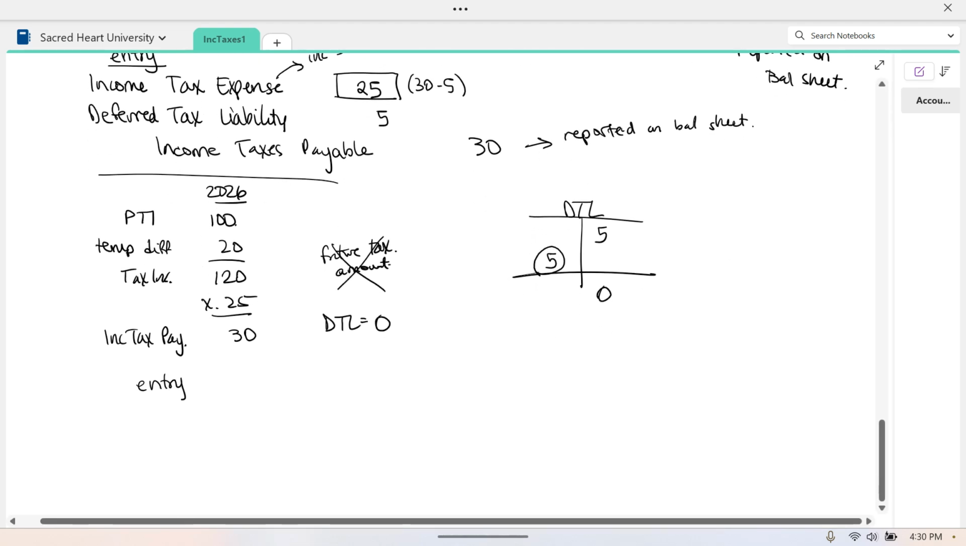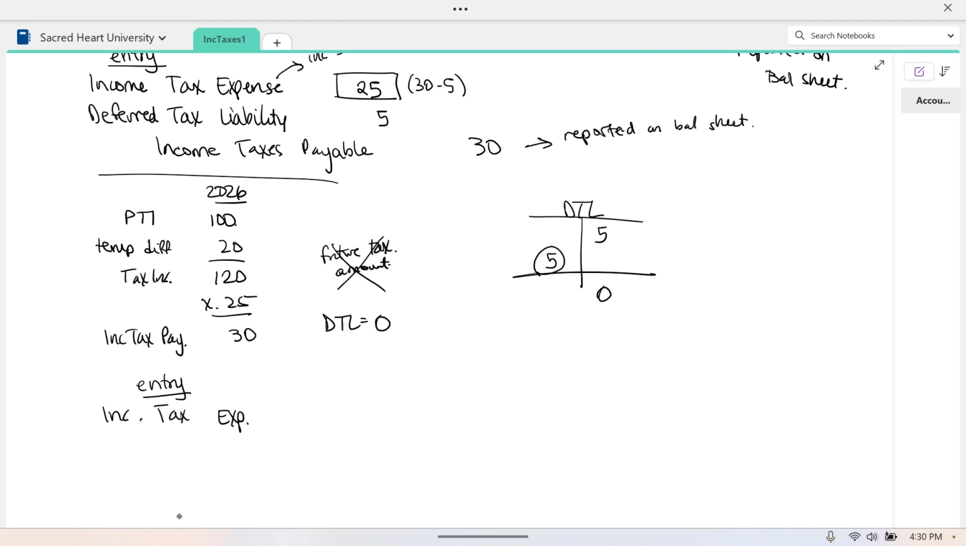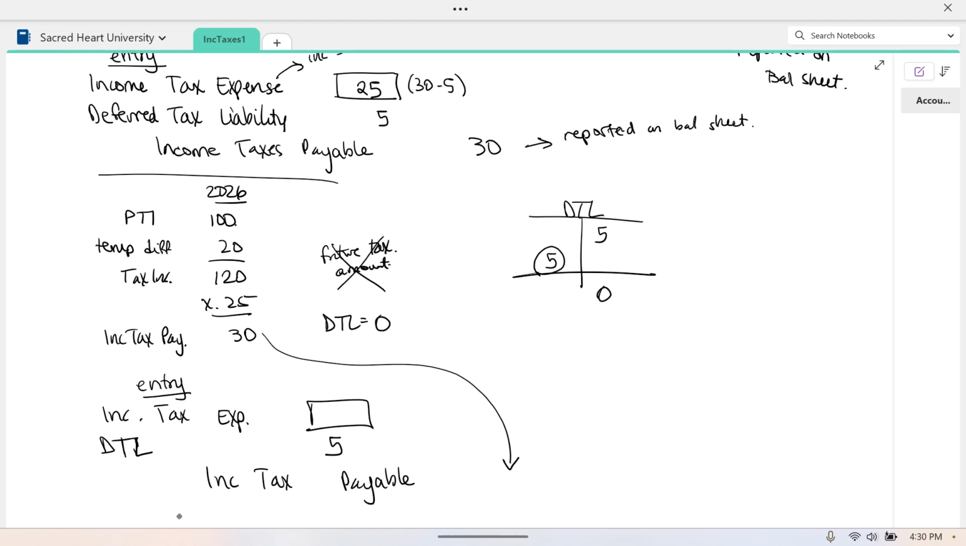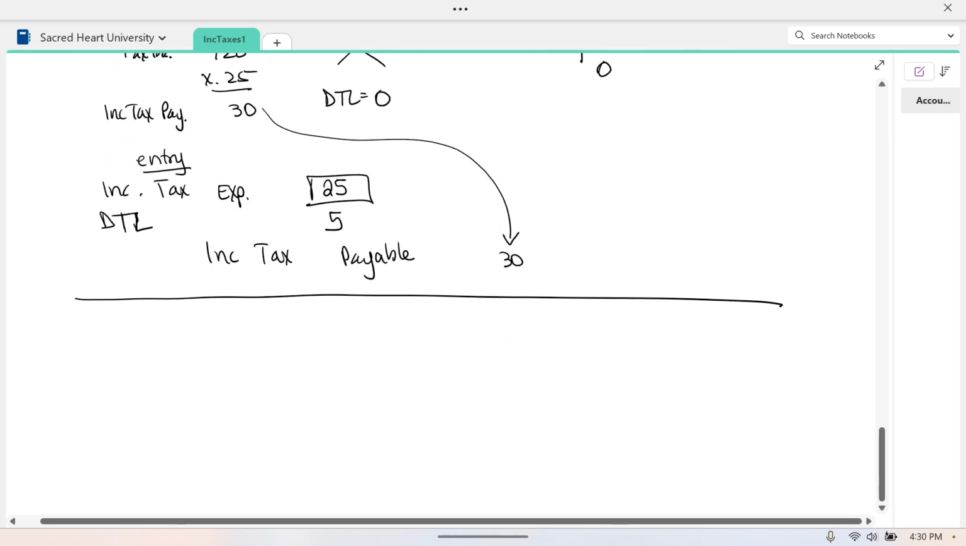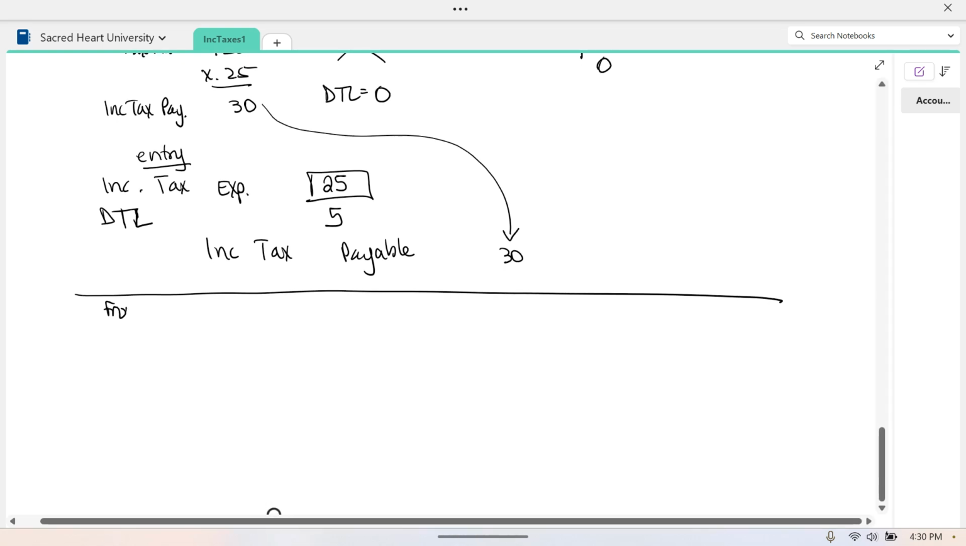So when we come to do our income tax provision entry, debit to decrease the deferred tax liability an additional 5. And we're going to plug income tax expense to be 25 once more. Now, another way to look at this is from a balance sheet perspective. So same numbers, same example, but let's look at it from a balance sheet perspective.